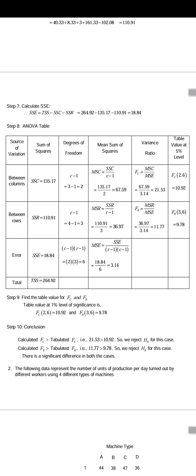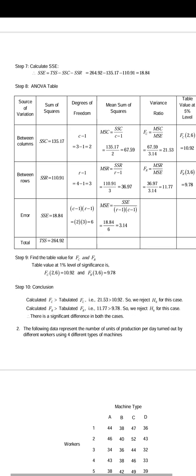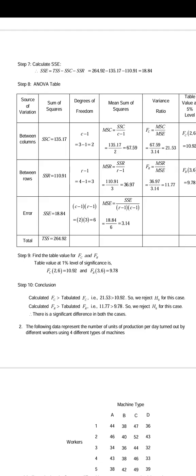Next, to find out the mean sum of square value between columns, between rows, and between errors. In between columns, the formula is MSC equal to SSC by c minus 1. The value is 67.59. And between rows, the mean sum of square value is MSR equal to SSR by r minus 1. We get the value 36.97. In a similar manner, the mean sum of squares of error is equal to SSE by degrees of freedom, that is r minus 1 into c minus 1, we get 3.14.